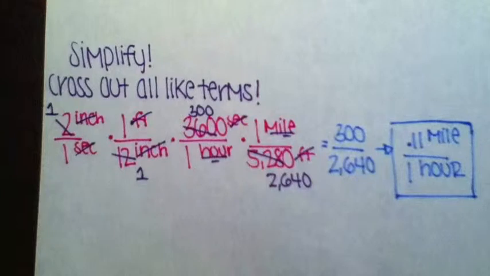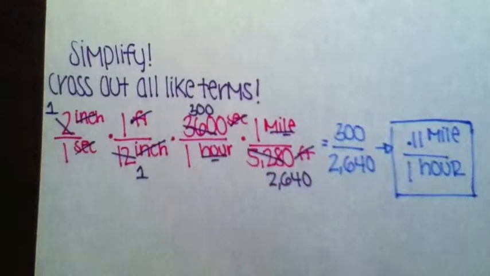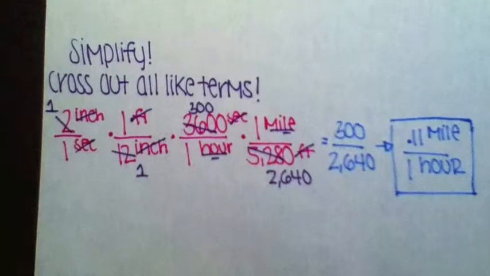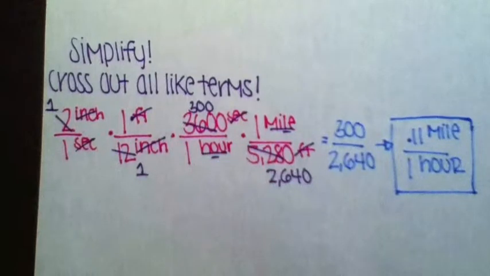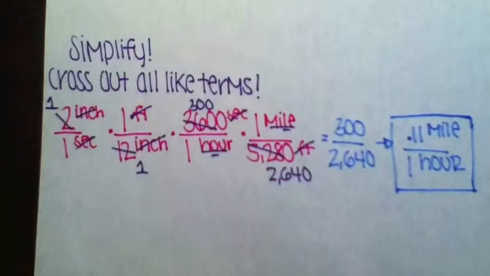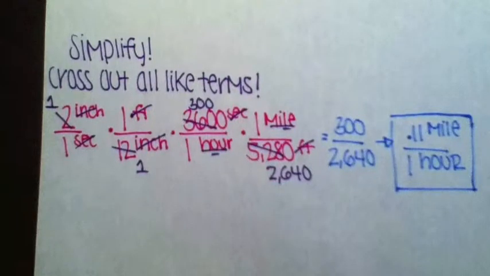The next step is to simplify and cross out all like terms. First, you cross out inches and inches, seconds and seconds, and feet and feet. After you do the terms, you do the numbers. After you simplify everything, you get 300 over 2,640, and after you divide that, you get 0.11 of a mile in 1 hour.